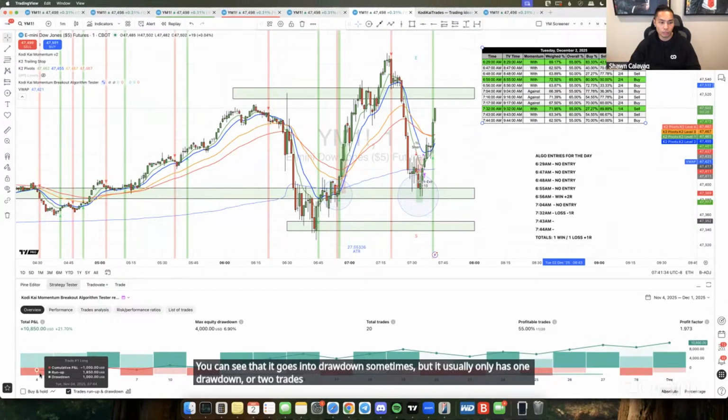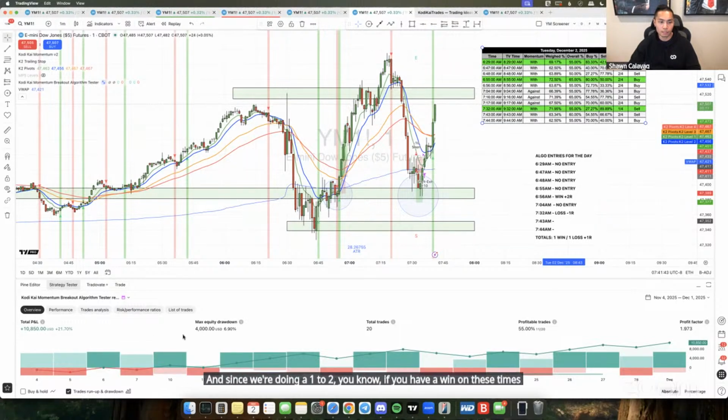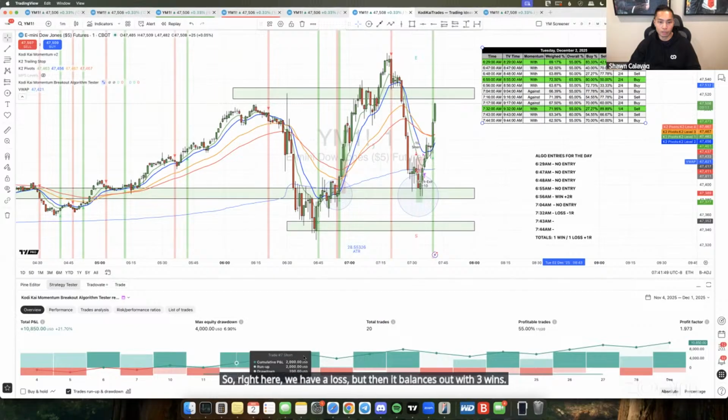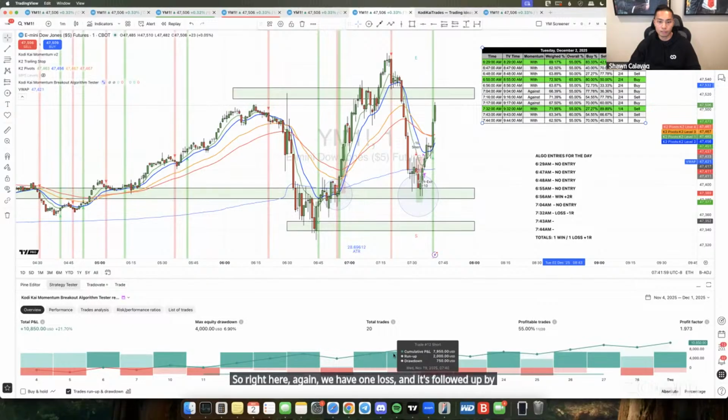So if you look over here, there's one loss right here, but then a win. And since we're doing a 1 to 2, if you have a win on these times or these dates, it's usually going to balance out. So right here we have a loss, but then it balances out with 3 wins. So obviously that'd be a 6R minus one. That's a 5R. That's great, right? Out of 4 trades right there, I would take that any day. So right here again, we have one loss and it's followed up by 2 wins. It's a 4R minus one.